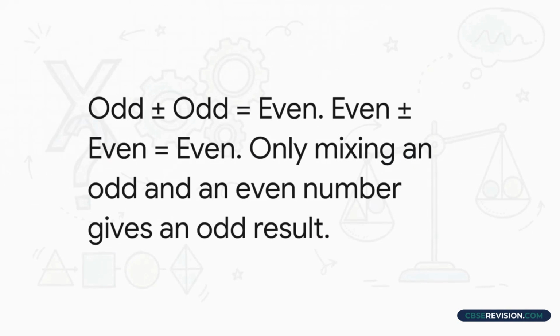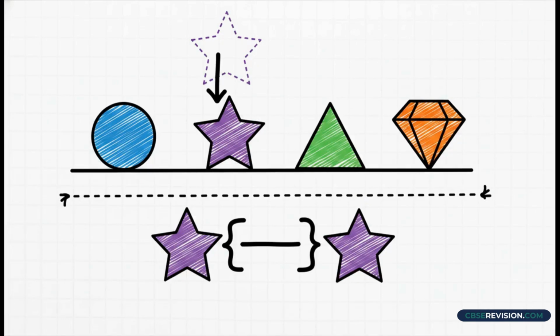Let's quickly review our basic rules for parity. If you add or subtract an odd number and an odd number, you always get an even number. Think of 3 plus 3. It equals 6, right? If you combine 2 even numbers, you also get an even number, because 2 plus 2 is 4. You only get an odd number if you mix an odd number and an even number. Now let's see how this builds our proof.